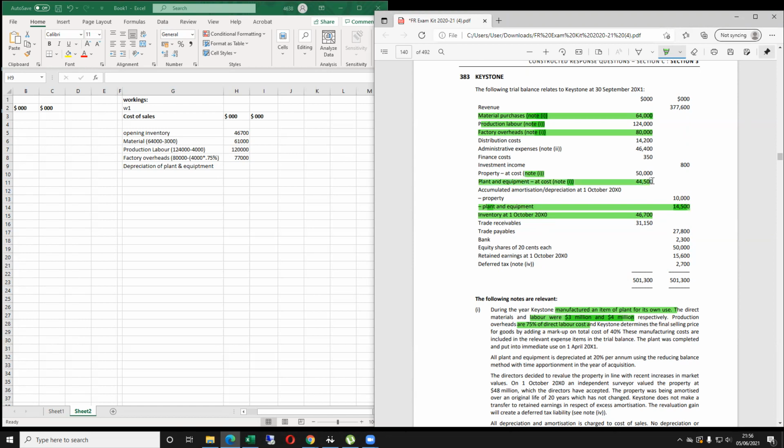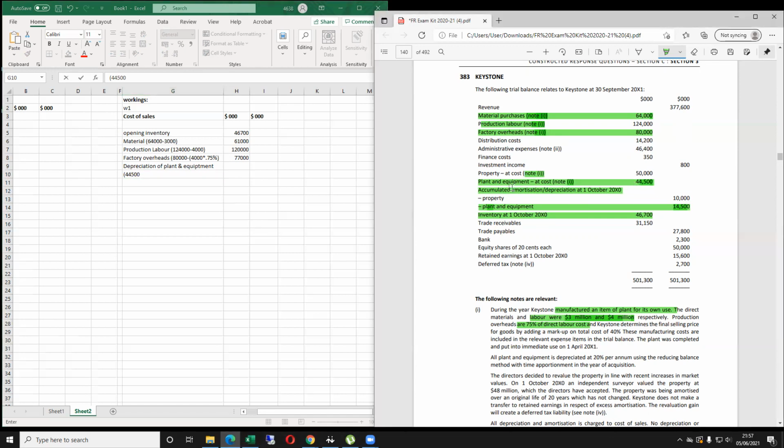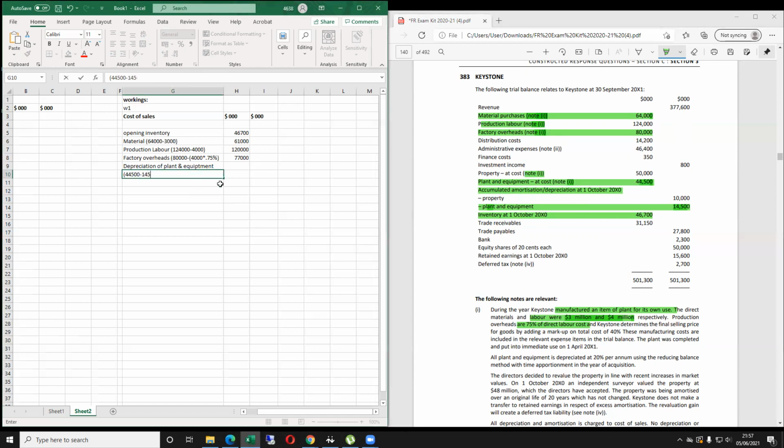This is our carrying value, and this is our accumulated depreciation, which is separate. So now you'll know what you're going to use to depreciate: the 20%. Take 44,500. This is for the SOFP. Minus 14,500.